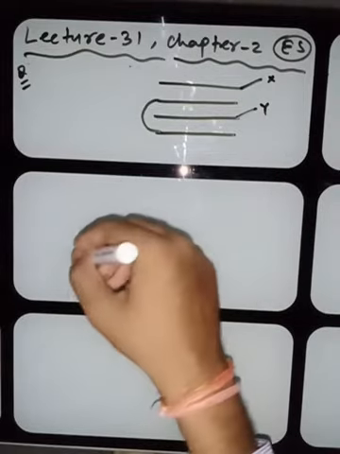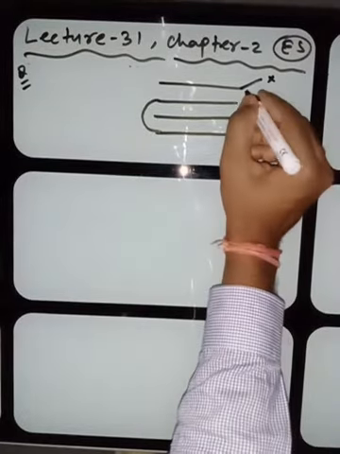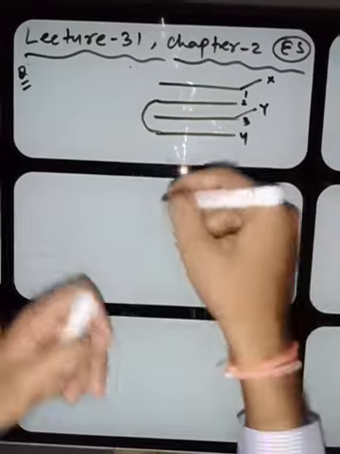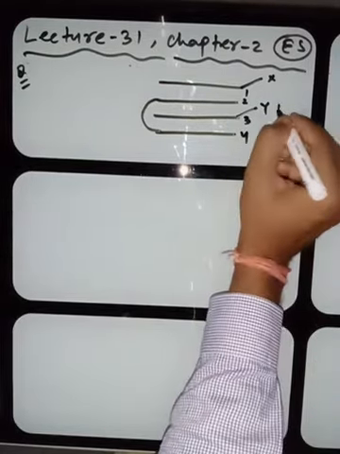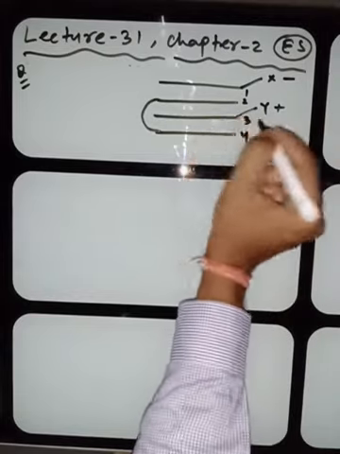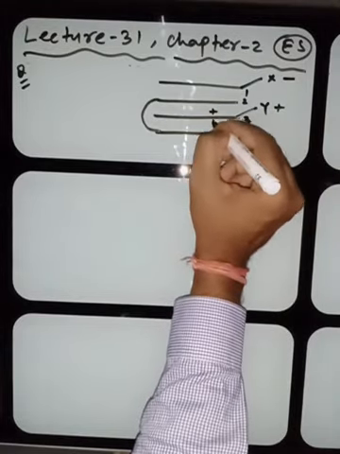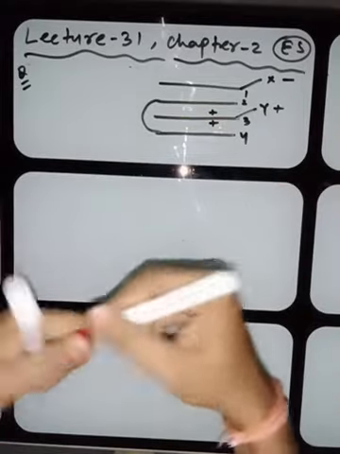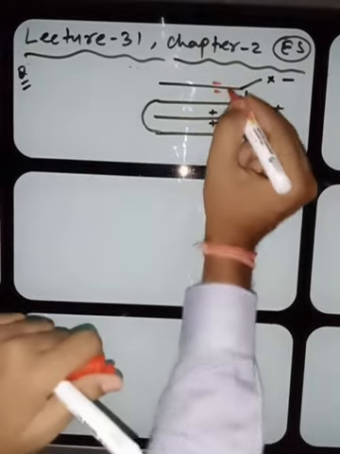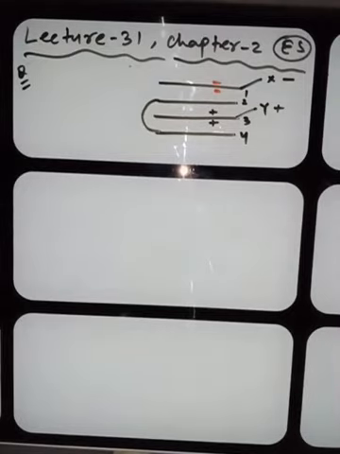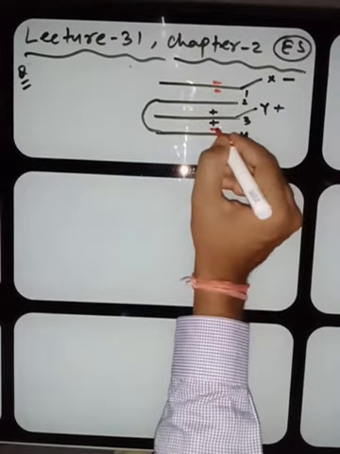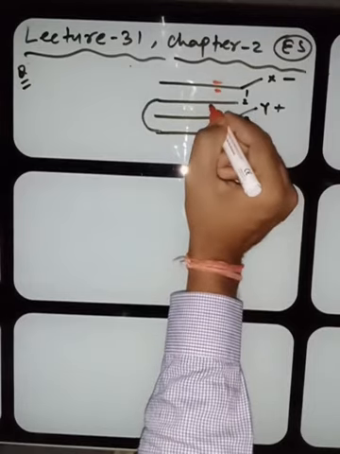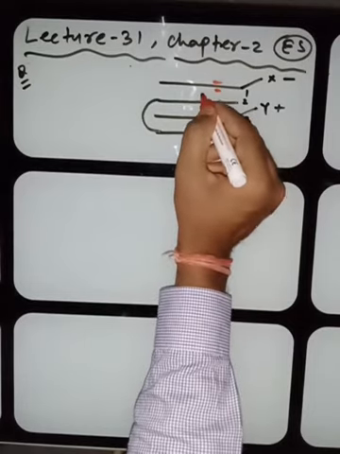Okay, now look at here. 1, 2, 3 and 4. Now give the polarity. Suppose this is plus and this is minus. So plus, plus and minus, minus. Okay, now due to this plus, there will be minus and there will be plus. Due to this plus, there will be minus and here will be plus.